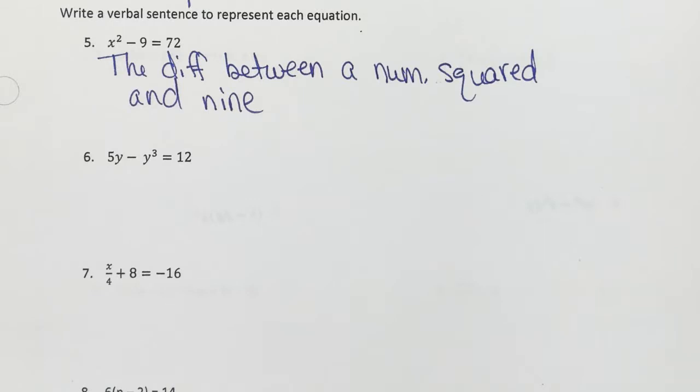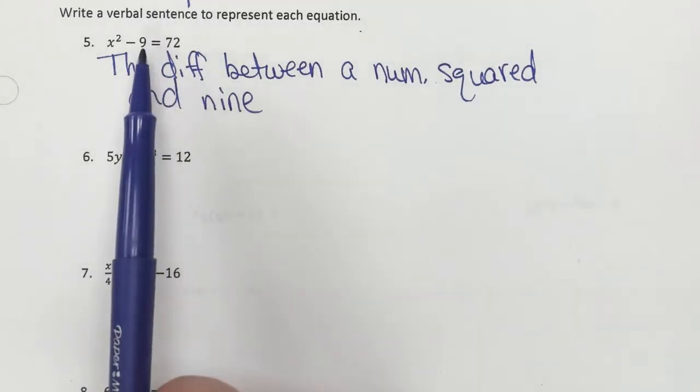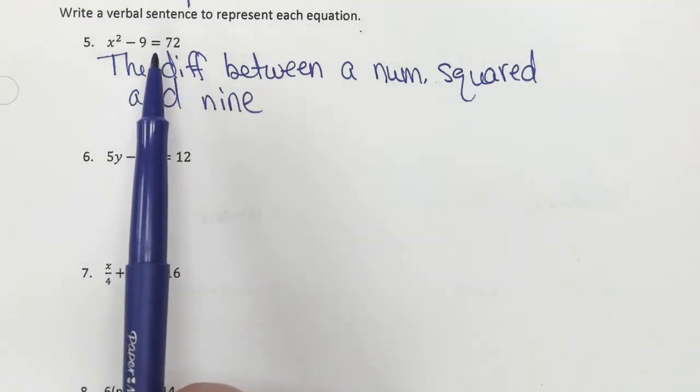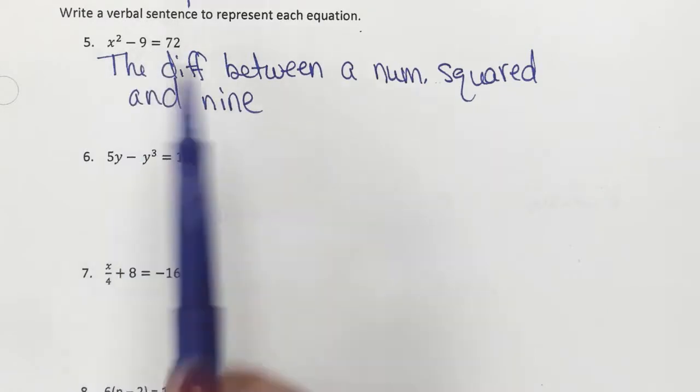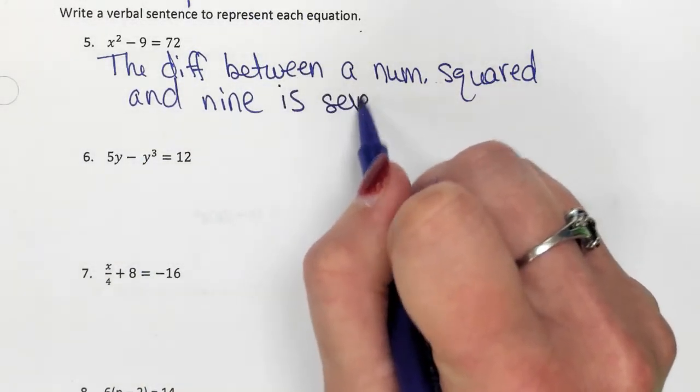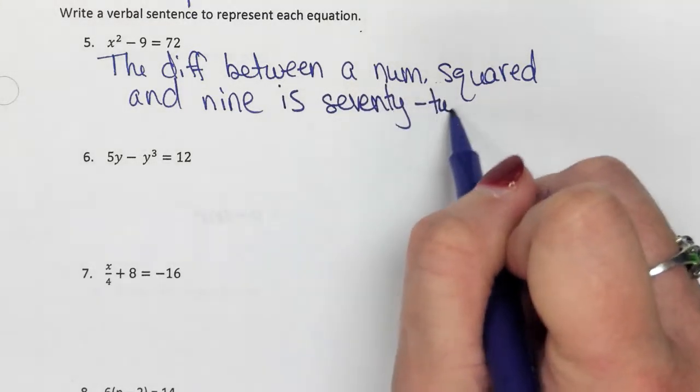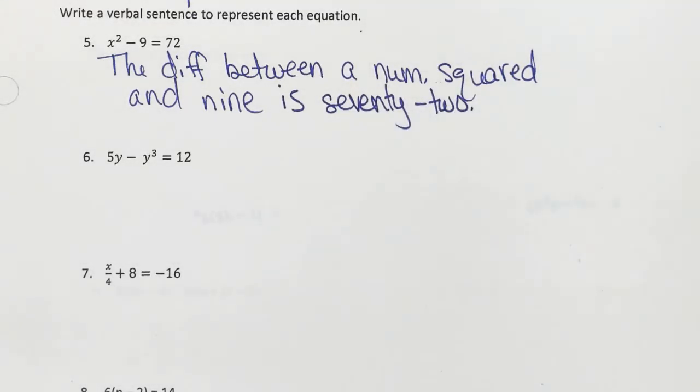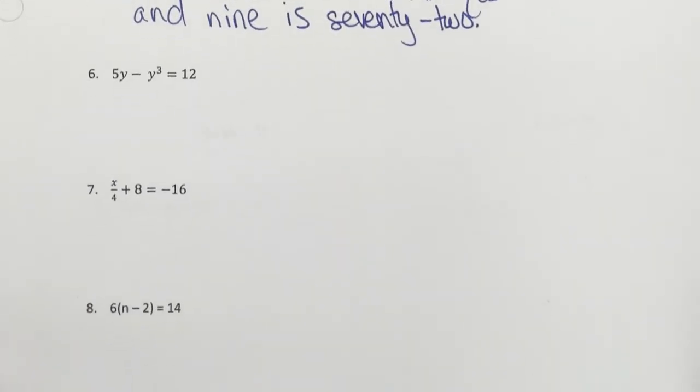Oh, hold on a minute. This one's an equation. It's got an equal sign. The other ones were expressions. How am I supposed to write that? Is 72? Or how else could I write it? Equal to 72. Either one is right. Are y'all okay? All right, what about number 6?